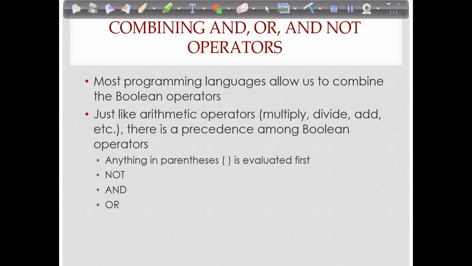Anything in parentheses is evaluated first, then the not. Notice that not is not a binary operator. It doesn't work on two operands. It only works on one operand. So that would be done next. Then and is done before or.